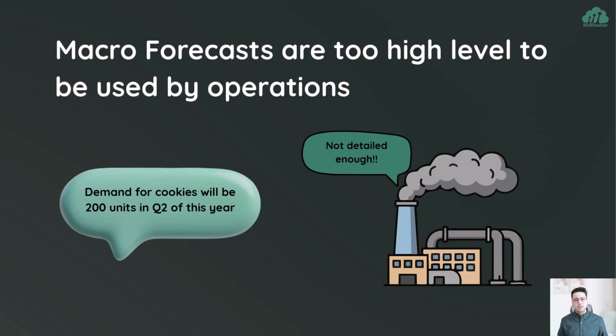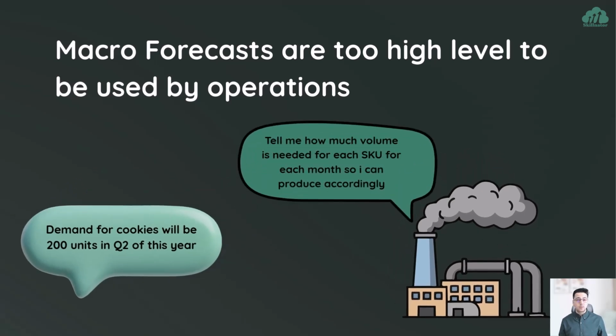For example, if I tell my plant manager that the total cookie sales will be 200 units in Q2 of next year, then that information is not sufficient enough for them to create a production plan. Plants do not just produce total categories or total cookies. They produce specific products in specific quantities at specific times. For example, instead of knowing the total cookie sales will be 200 units in Q2 of next year, they need to know how much exact amount of 200-gram vanilla cookie packs are needed in the month of April so they can do the production accordingly.